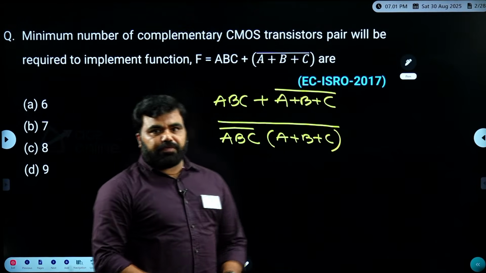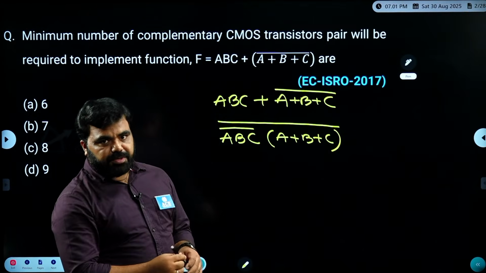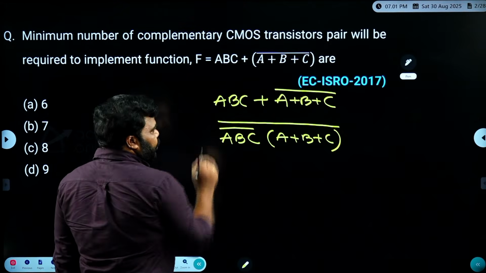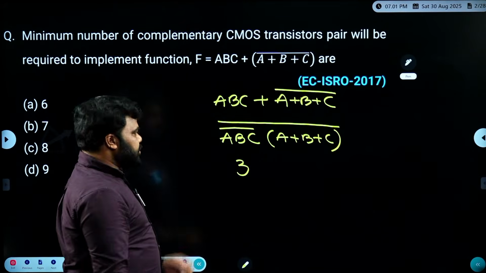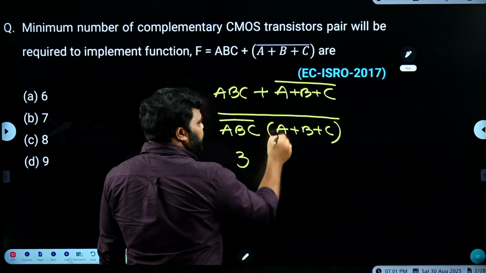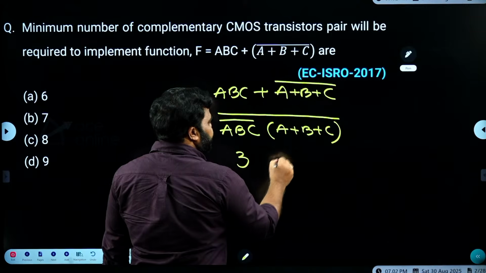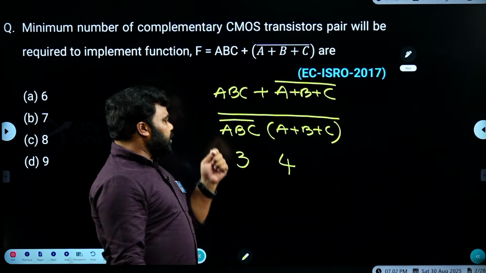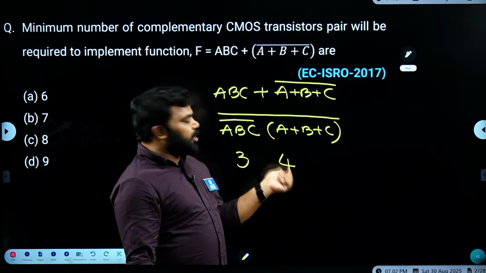Because always we need to get a function which is represented in complementary form when you are implementing in complementary CMOS logic. So, if you are observing this, ABC whole bar requires minimum number of 3 pairs of transistors, then A plus B plus C is required, then A plus B plus C whole bar requires 3 and complementary of that, so it requires 4 pairs. So, ABC bar requires 3 pairs of CMOS transistors and A plus B plus C requires 4.